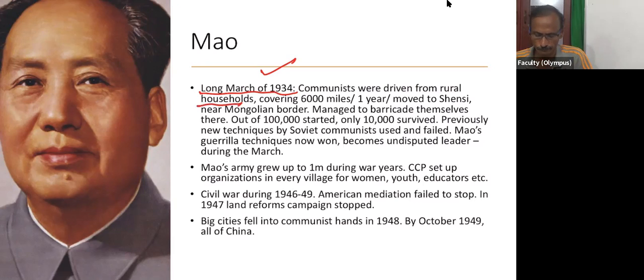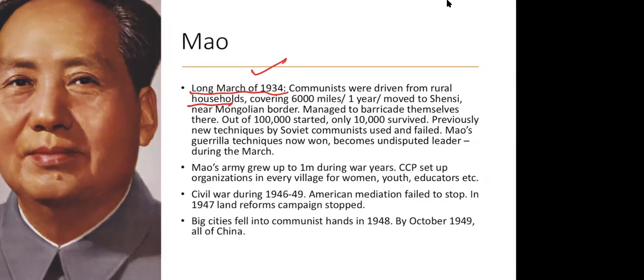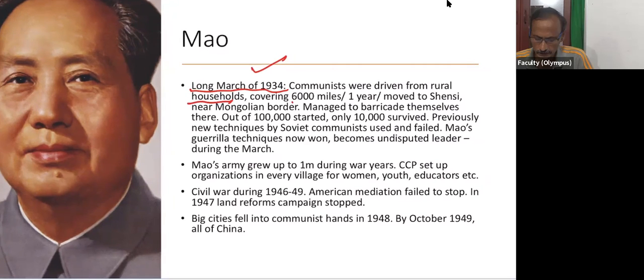Am I audible? Yes, sir. You are audible. Okay. They covered 6,000 miles in a year, and they moved to a place near the Mongolian border. And there they managed to barricade themselves. Out of 1 lakh who started, only 10,000 survived. And Mao became an undisputed leader during this march of 1934.